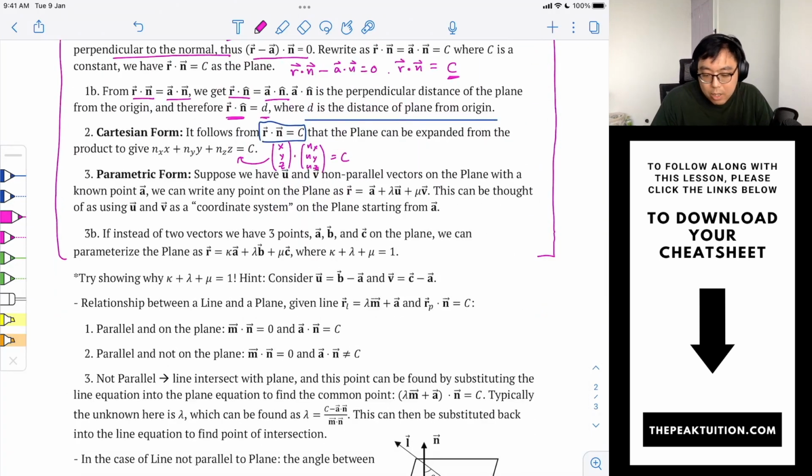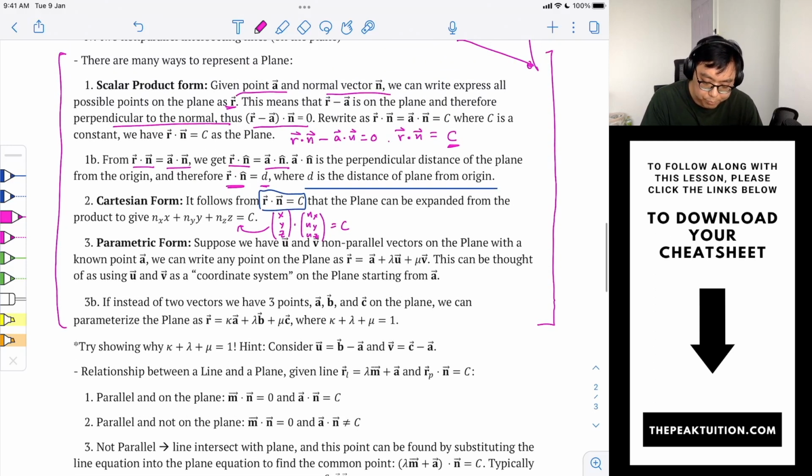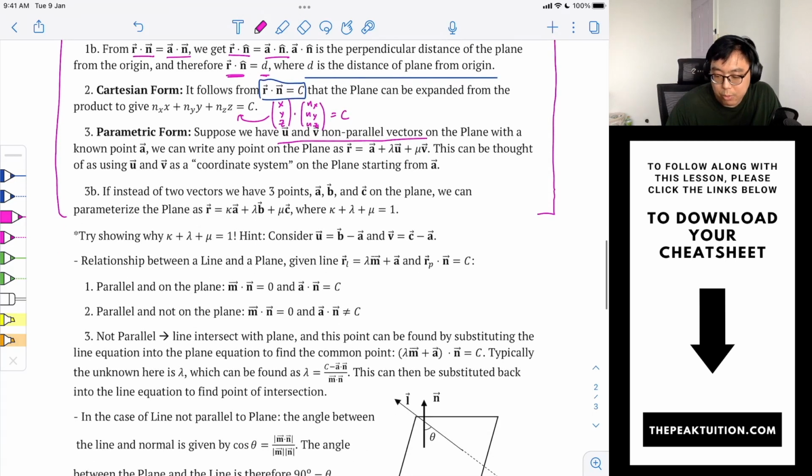But what is not super obvious is parametric form. Parametric form is not super easy to convert from Cartesian and scalar product form. Or rather, it's easy to convert from parametric form to scalar product form, but not necessarily the other way around. But just follow me and see how parametric form defines your plane. Suppose we have u and v, non-parallel vectors on the plane, with a known point A. So again, we start off with a known point. Suppose we have a plane here with a known point A. This is the origin. A is here.